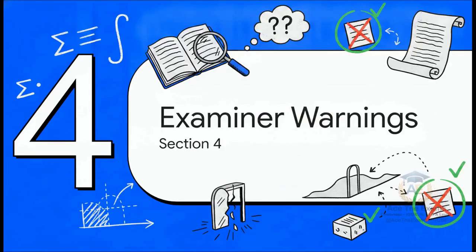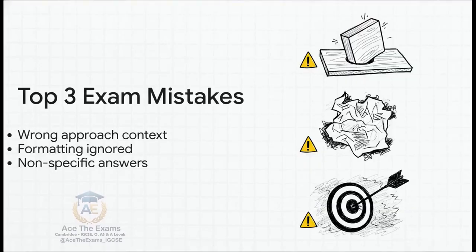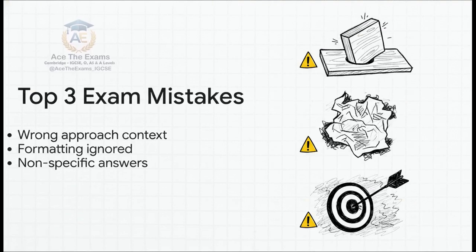Section 4, Examiner Warnings. This is the goldmine. These are exclusive insights extracted straight from the official principal examiner reports. Let's bluntly outline the top 3 exam mistakes made year after year in paper 9709 regarding forces and equilibrium. Number 1, using the wrong approach for the context. This is the absolute classic trap.